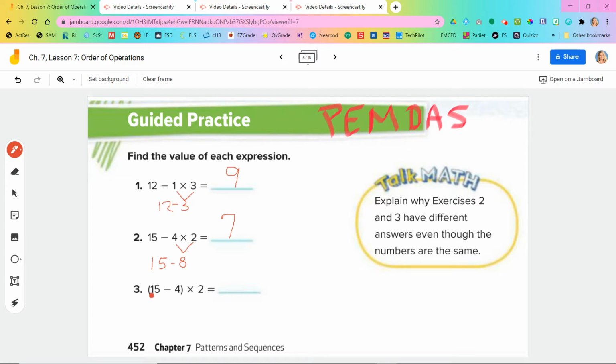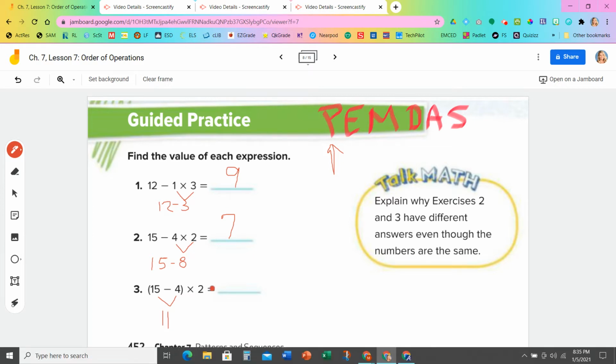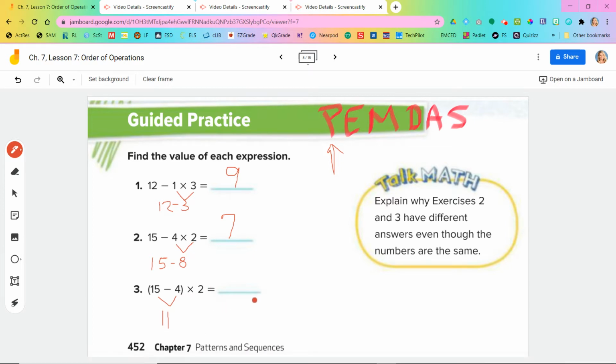Now notice on this last one, these are the same exact numbers, except I now have parentheses. So whenever I refer to my PEMDAS, parentheses comes first, so I have to do what's in parentheses first. 15 minus 4 is 11. A lot of people today said 9. Sorry, just had to throw that in there. 15 minus 4 is 11. Drop down my times 2. And 11 times 2 is 22.